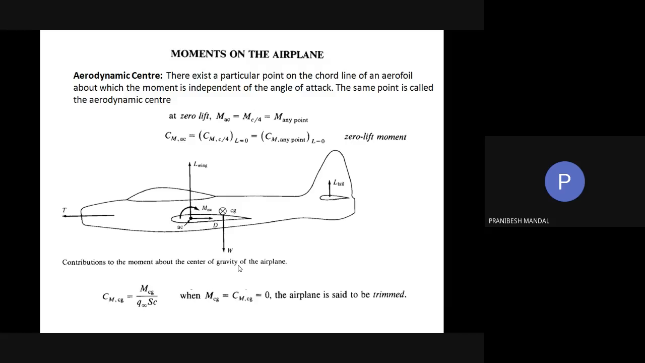But that is not very regular. Some effect will be there, but that will be not very regular.